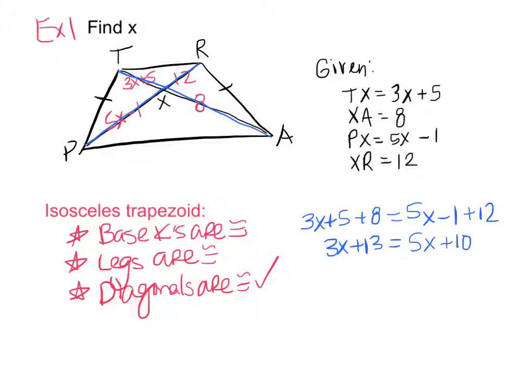So I'm going to go ahead and subtract 5x from both sides to get negative 2x plus 13 equals 10. I'm going to subtract 13 from both sides to get negative 2x equals negative 3. Divide by negative 2, so x equals 3 halves, or 1.5.